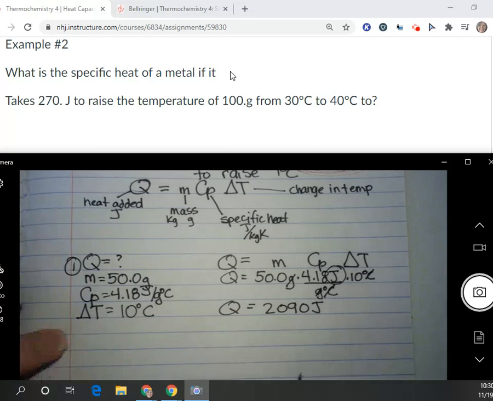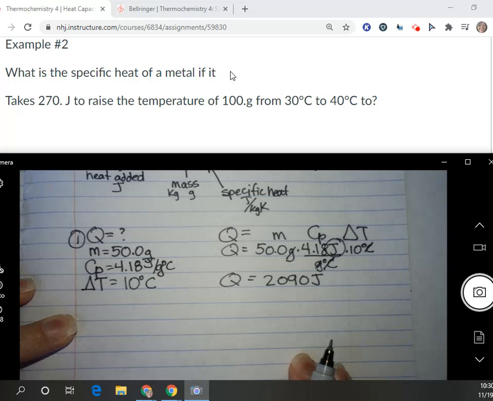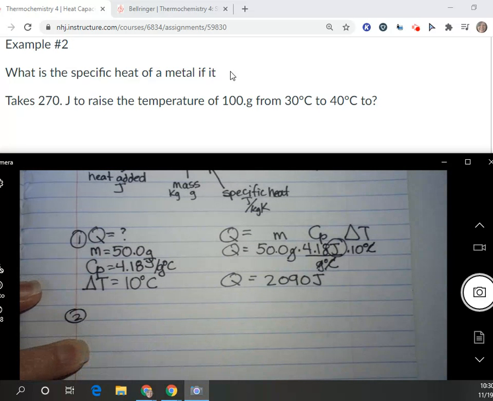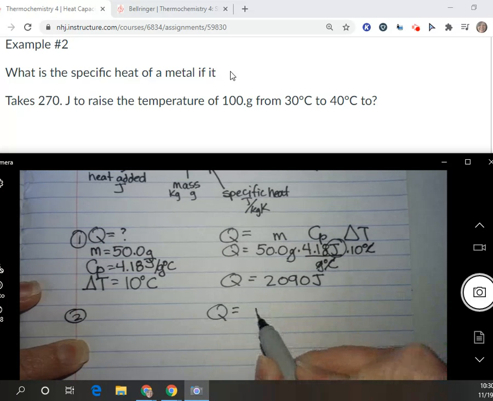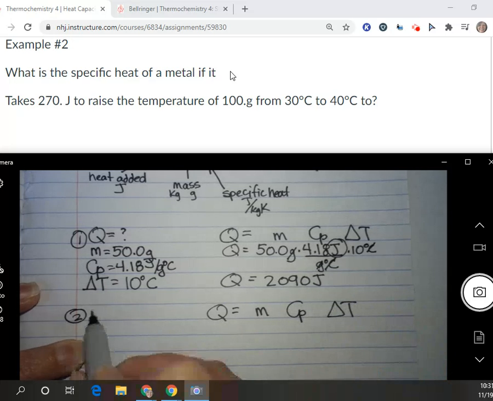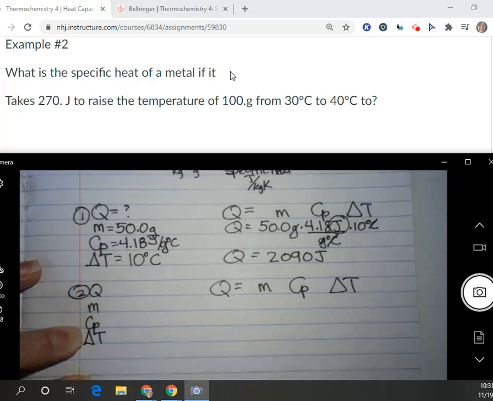Number 2. What is the specific heat of metal if it takes 270 joules to raise the temperature of 100 grams from 30 degrees Celsius to 40 degrees Celsius? All right, so number 2 is asking me what is the specific heat. So I'm going to use the specific heat formula. Q equals mass times specific heat times delta T. And I always write down the variables because it helps me to plug in my numbers in the right places.